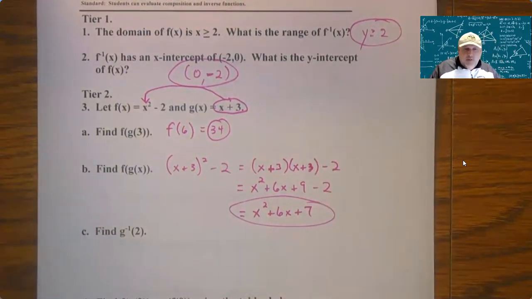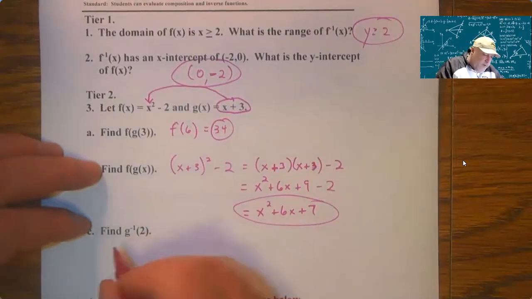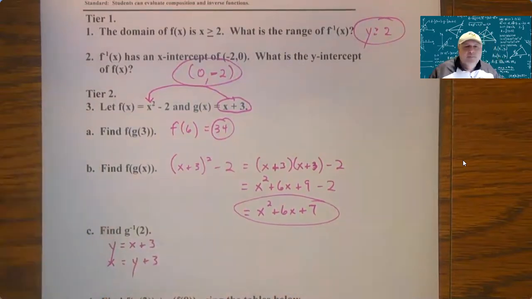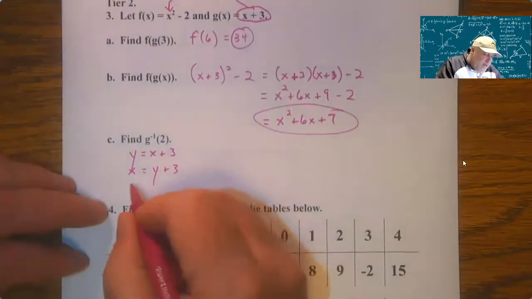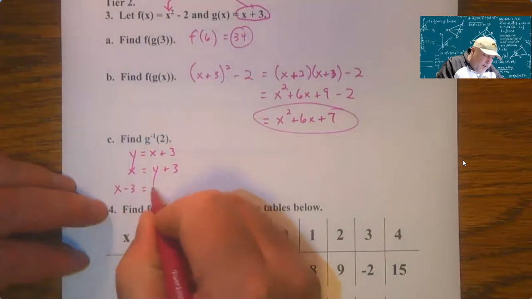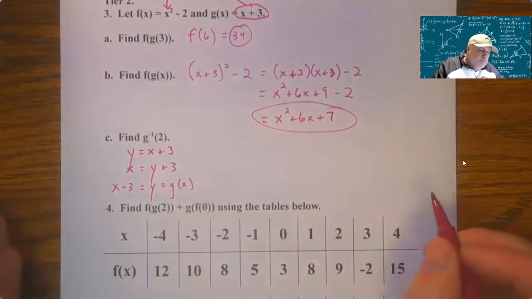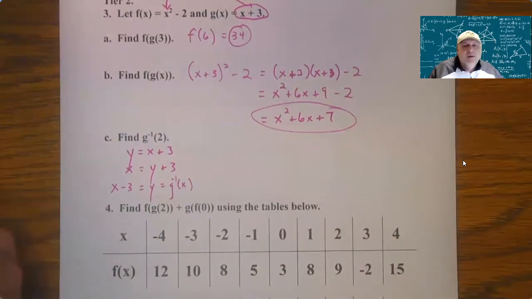G inverse of 2. So now we need to know, how do we find the inverse of the g function? Here's the function. You switch the variables and you solve for y every time. It doesn't matter what particular function it is, you need to be able to solve for y. And so x minus 3 equals y. And that's the g inverse of x function.